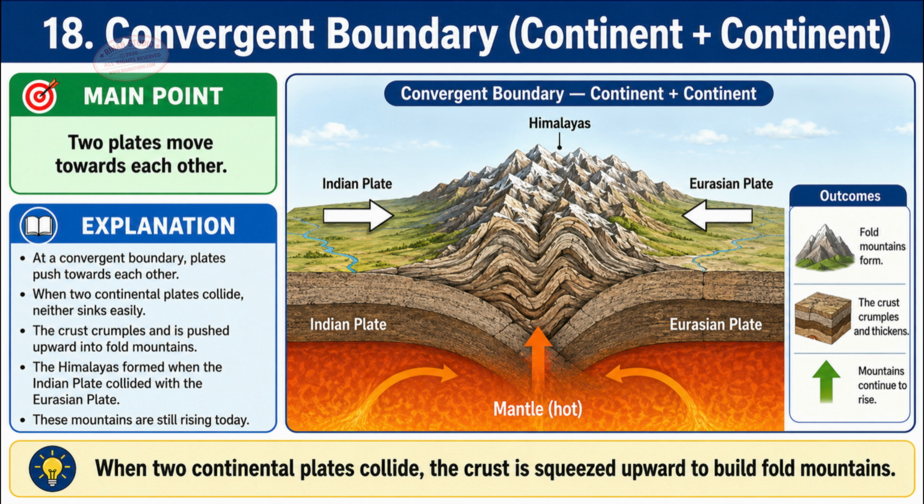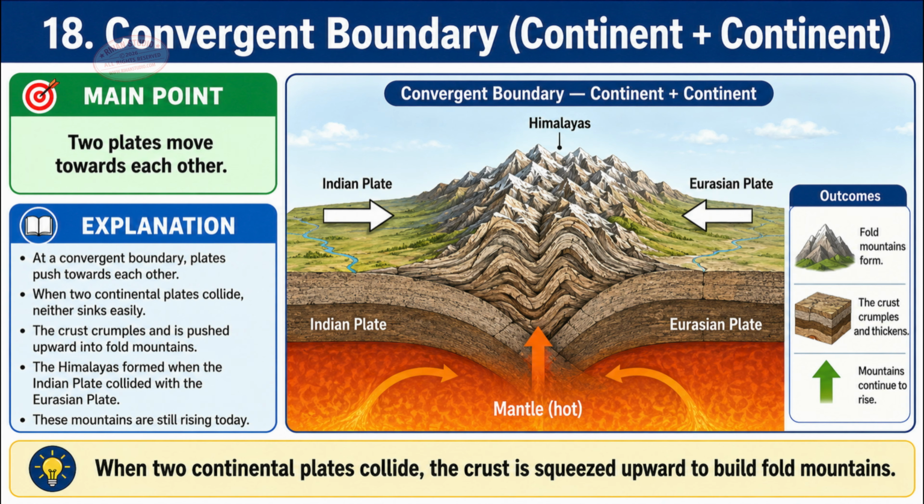Convergent boundary. Continent plus continent. 2 plates move towards each other. When continental plates collide, they push up fold mountains such as the Himalaya. At a convergent boundary, the plates push towards each other.